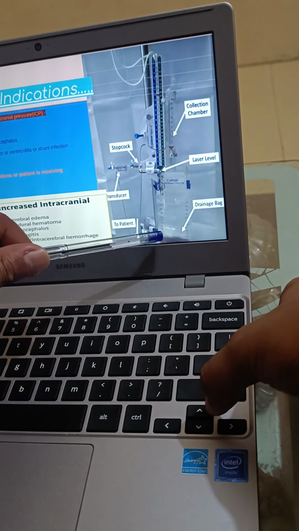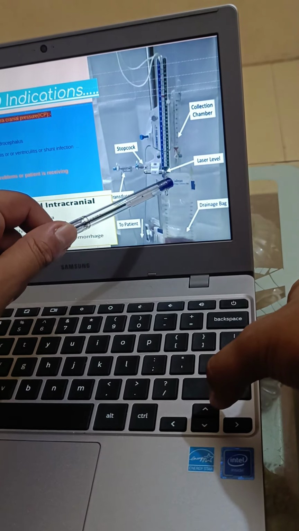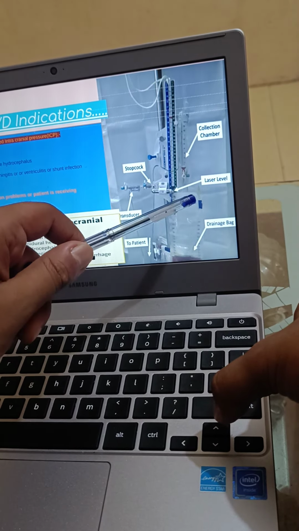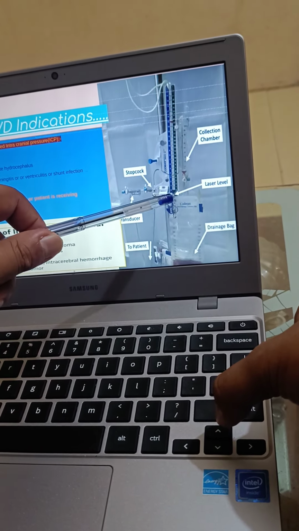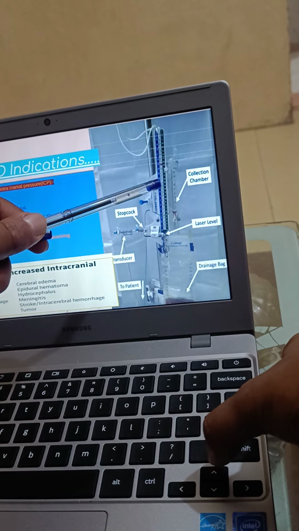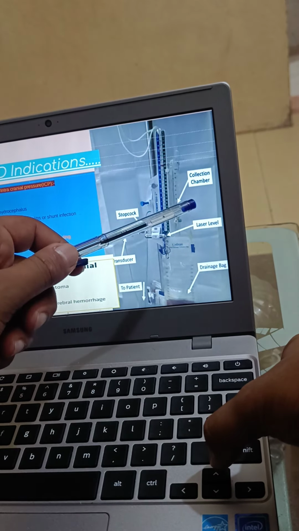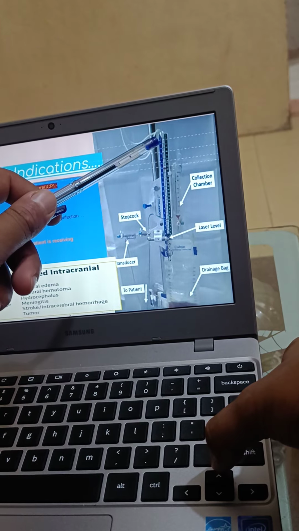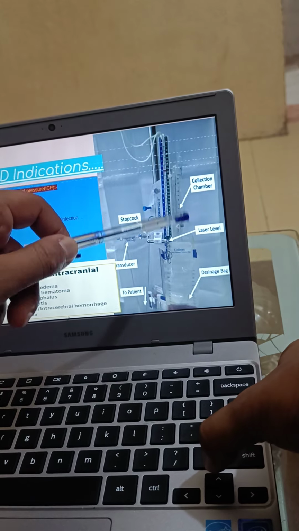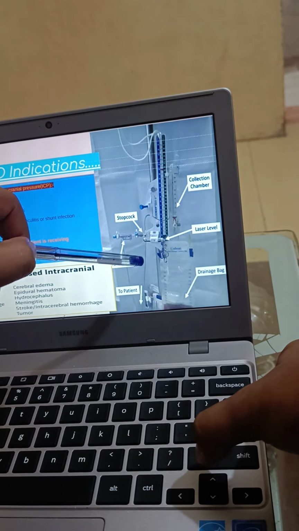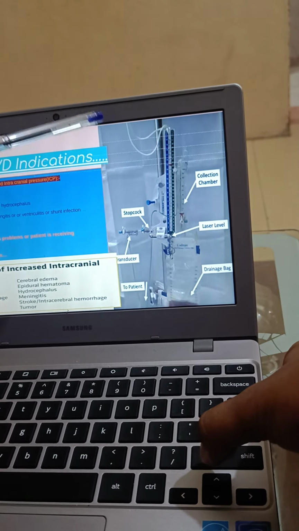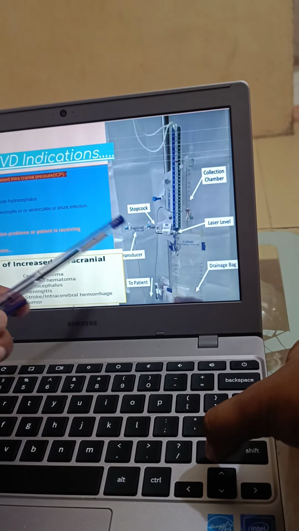Then this is the collection bag, whatever our drainage, it will be connected here, and whatever drain collection, everything will be collected in this drainage bag. This is the laser level, meaning mercury level, in order to adjust. Here you can see the red thing, this is the mercury, for pressure. Then this is the collecting chamber, how early we need to collect, and this is the supporter. See, these colors have different shadings. Usually this whole setup will be done by the neurosurgery team; trained nursing staff can also handle it.